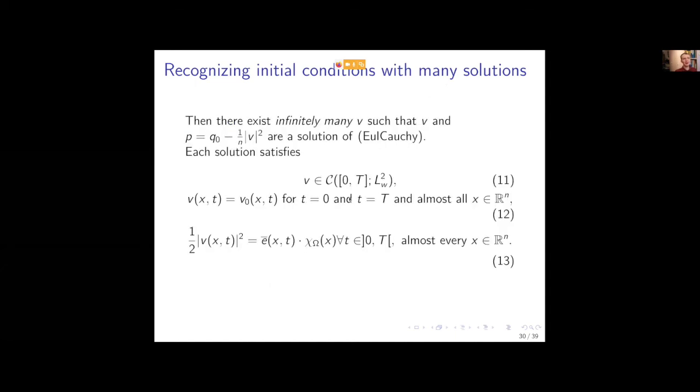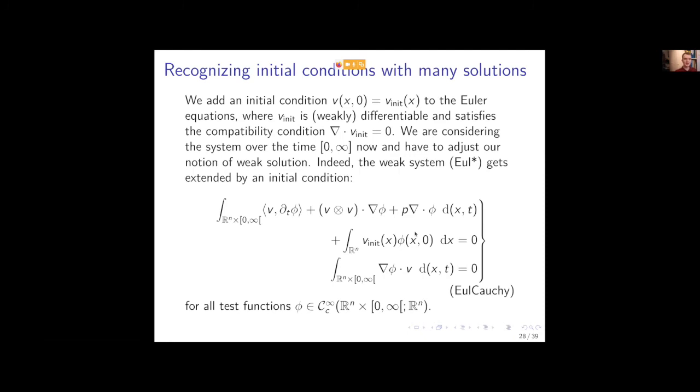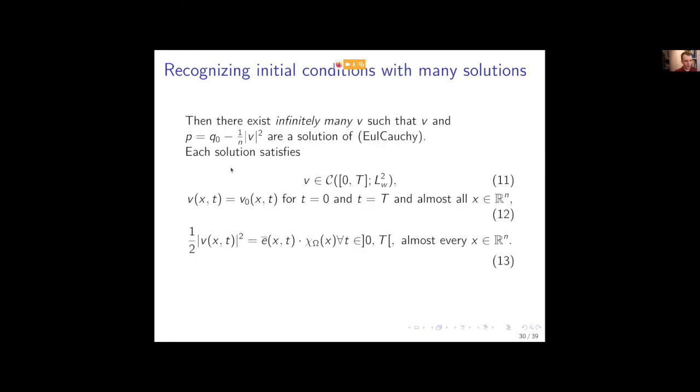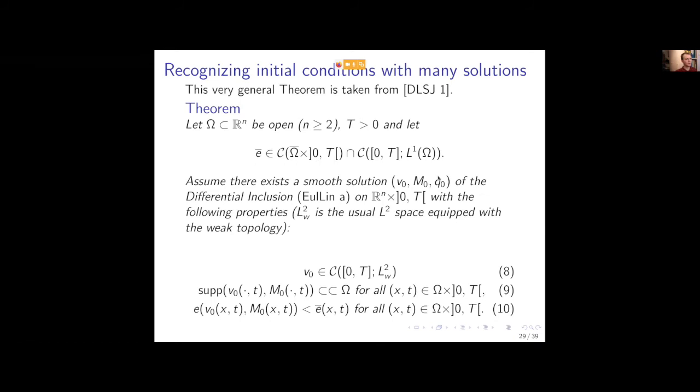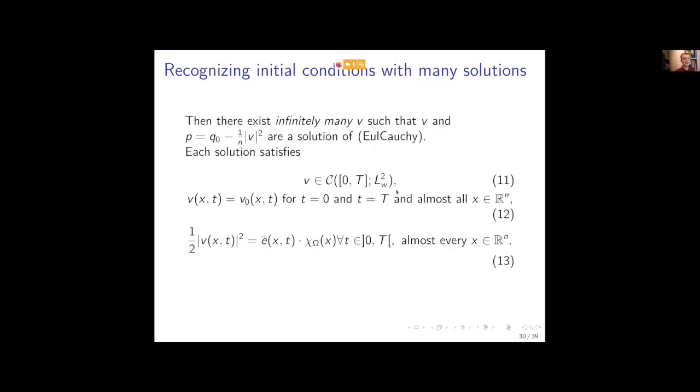Then we can find infinitely many solutions V, and P can be determined using V. So there's infinitely many solutions V, P of this initial value problem. So there's infinitely many weak solutions that satisfy, basically, they preserve the regularity in some sense that we required on V0 and M0 and Q0. There are infinitely many weak solutions that satisfy, the most interesting thing is that they're a weak solution, that's very interesting, and also they satisfy 1/2 times the absolute value of V at xt squared is equal to E bar xt, right? Times the characteristic function, so outside is 0.